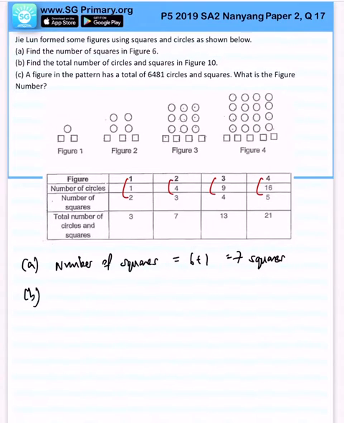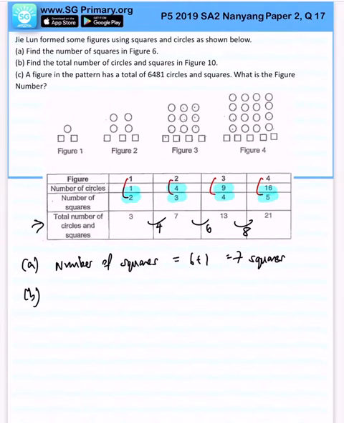Okay, next part B. Find the total number of circles and squares. So let's look at the row over here. You realize, okay, that the change is currently +4 plus 6 plus 8, right? So therefore, another way for us to easily calculate this is, you realize that the total number of circle and square is the sum of these two numbers.